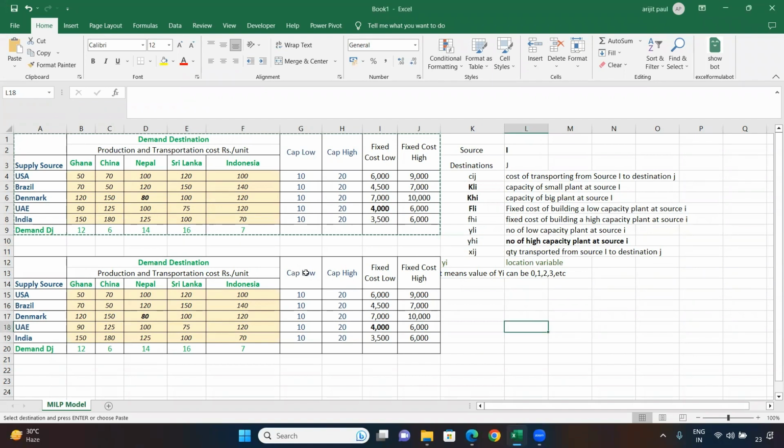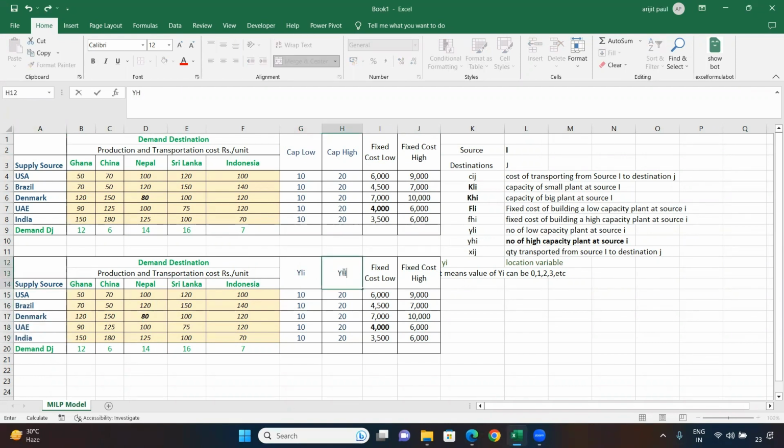Okay, so here we can write it as YLI. What is YLI? Number of low capacity plant at source I. So basically we are going to find out what will be the suitable low capacity plant we can build in any one of these sources. Okay, so that we are going to find out.